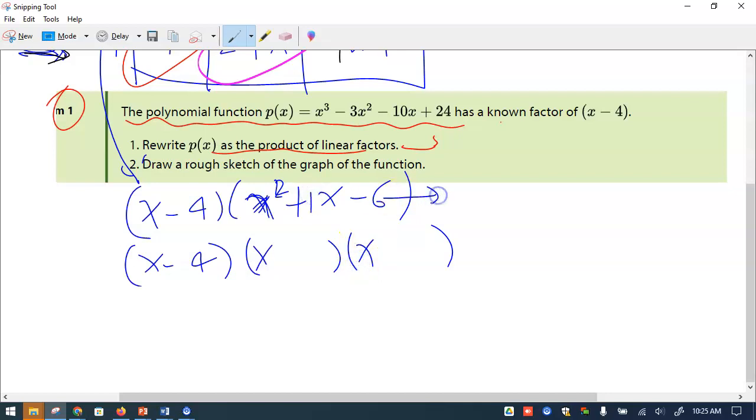So we have to split this 6. Do I split 6 as 6 times 1, or do I split 6 as 2 times 3? Which is the better option?